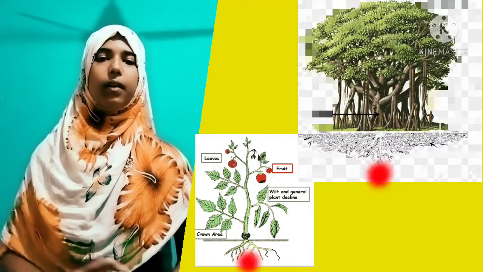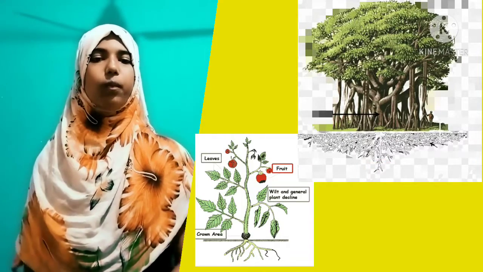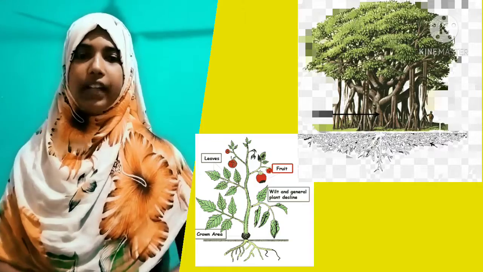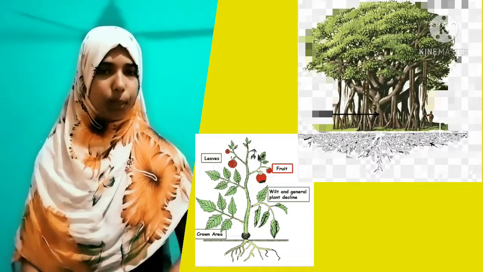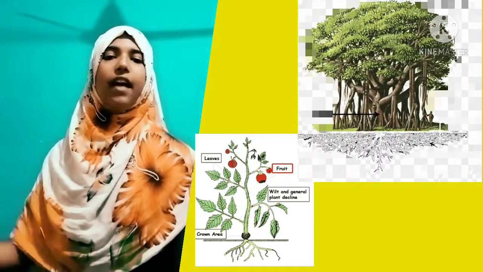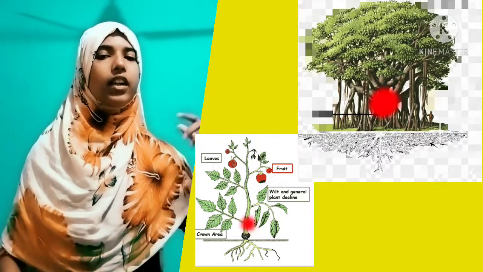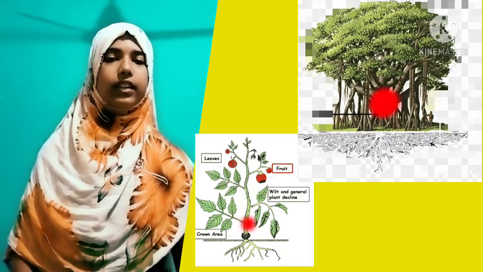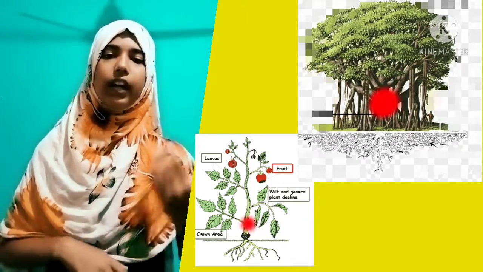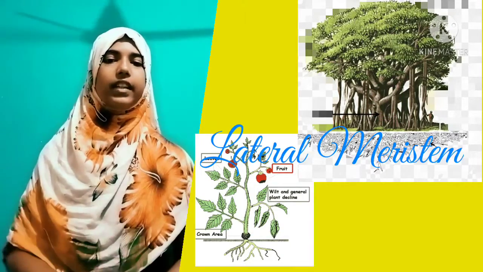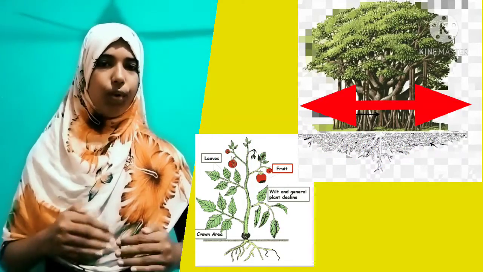So this is because of the presence of apical meristem tissue, and also there are a lot of branches in both the plants because of intercalary meristem tissue. But if we compare the stem of both plants, the tomato plant has a thin stem. If we compare it to the banyan tree or any other big trees, the stem of that plant is very thick. That is because of lateral meristem tissue. So we can say that the lateral meristem tissue helps the plants to grow in diameter.